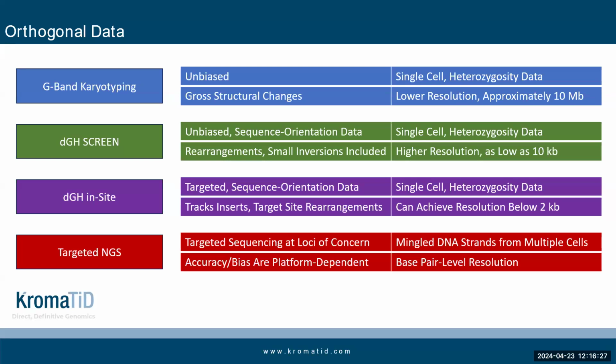DGH Insight may then be performed on target loci identified by the unbiased assays. The high resolution of Insight can locate sequences as small as 2 kb and reveal structural changes like inversions within those sites. Lastly, sequencing can then be targeted to loci of concern, generating results which can be compared against existing data.